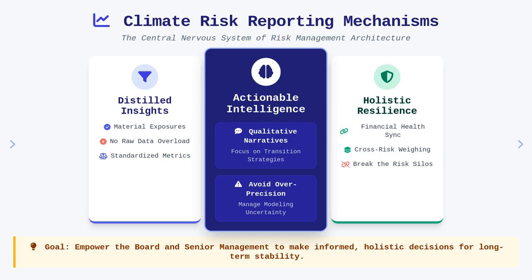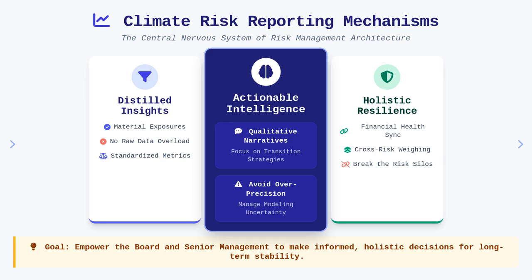This requires establishing standardized internal metrics that can survive the inherent uncertainty of climate modeling. Firms must be careful to avoid the trap of over-precision. While quantitative metrics are valuable, the qualitative narrative regarding transition strategies often provides the board with more actionable intelligence.